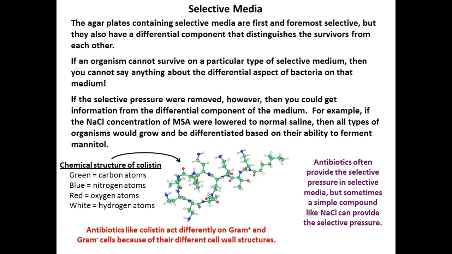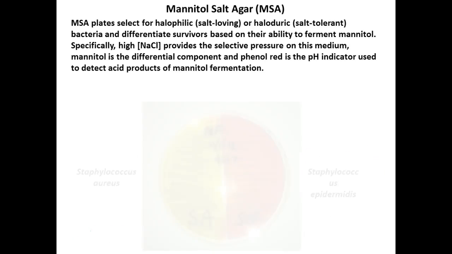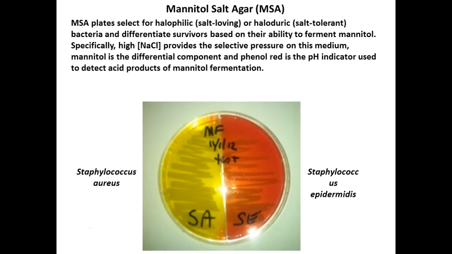If we remove the selective pressure, and the plate just contained mannitol, then we could ask the question, does it ferment? But when you have a selective pressure, if it doesn't grow, you can't answer the next question. You can't ask, does it ferment mannitol? So the main reason why we use the mannitol salt plates with that high salt concentration is we're usually trying to select and grow salt tolerant organisms. The most salt tolerant organisms we deal with are Staphylococci.